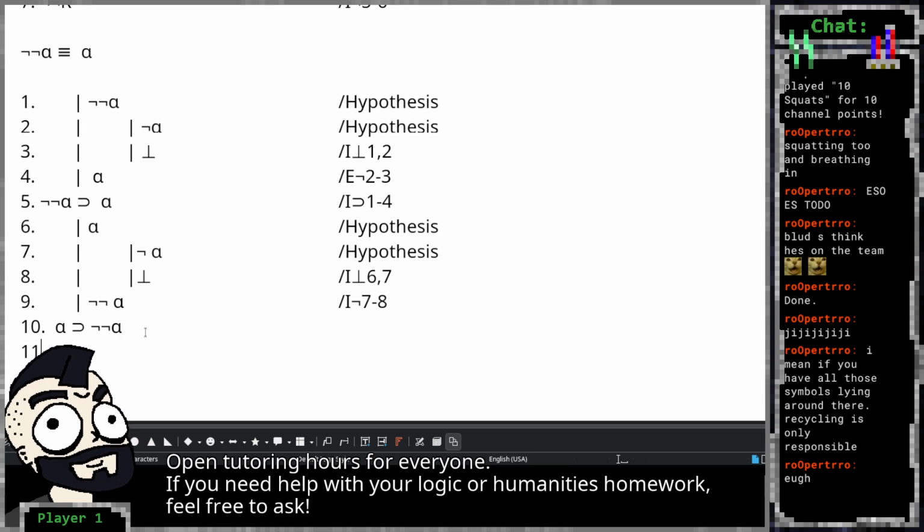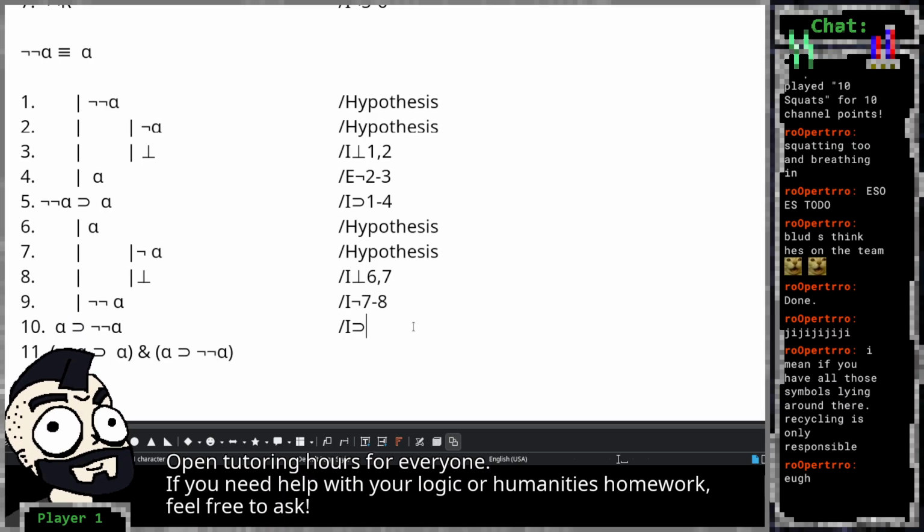And finally, in 11, I have two formulas, which means I can put them together in a conjunction. Wait, I forgot to justify this. So this is the introduction of the conditional that the subproof started at 6 and ended all the way at 9. Now that is funny. 6, 9.